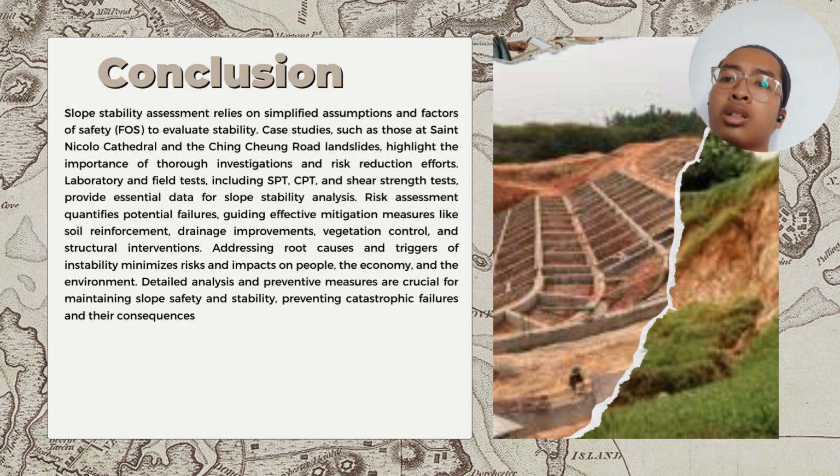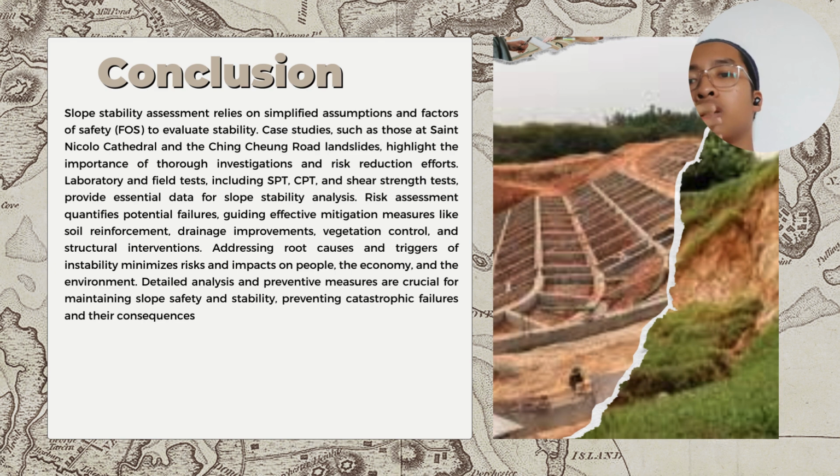Additionally, risk assessment aids in quantifying the likelihood and consequence of potential failure, allowing engineers to prioritize effective mitigation measures. Such measures may encompass soil reinforcement, drainage enhancement, vegetation control, and structural intervention to bolster slope stability. By addressing the root cause of instability and mitigating potential triggers, engineers can minimize the risk of slope failure and its ramifications on people, the economy, and the environment.